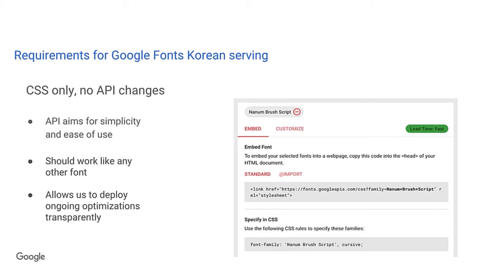And Rod touched on this earlier. We wanted our solution to be CSS only, and even more concretely, it should have no API changes from how it works today. Our current API aims for simplicity and ease of use. We didn't want to complicate that by having a second way of using things. So in that way, it should just work like any other of our Google fonts. I should point out one of the big benefits of our CSS API is it allows us to deploy ongoing optimizations. For example, when WOFF2 became available in browsers, we were able to roll out support for all of our users in a matter of a few days. And likewise with Korean, as we improve and make it faster, we should be able to roll out those changes to all of our users.